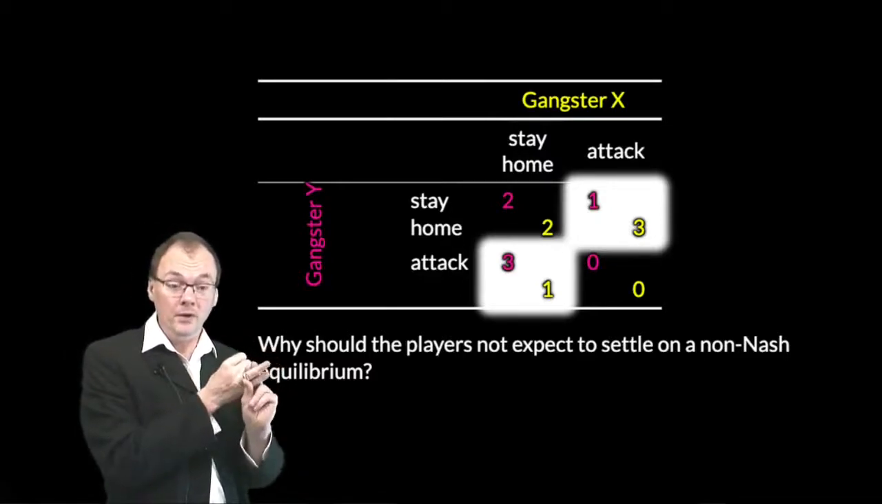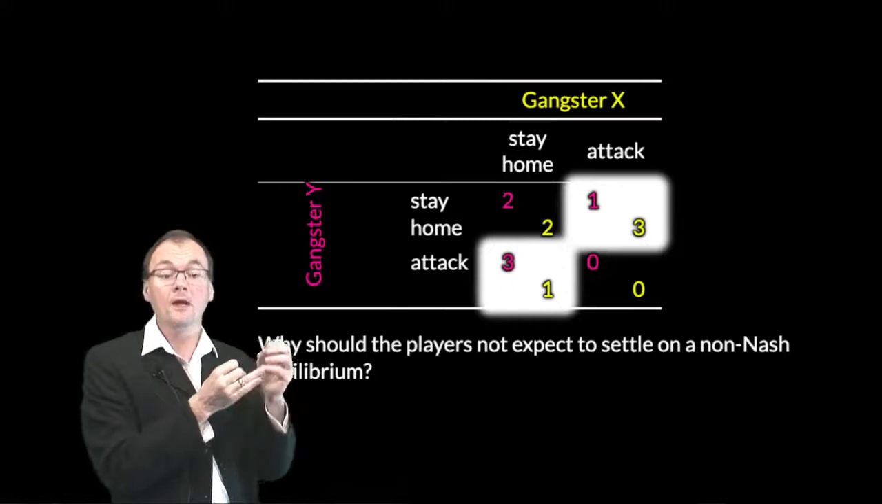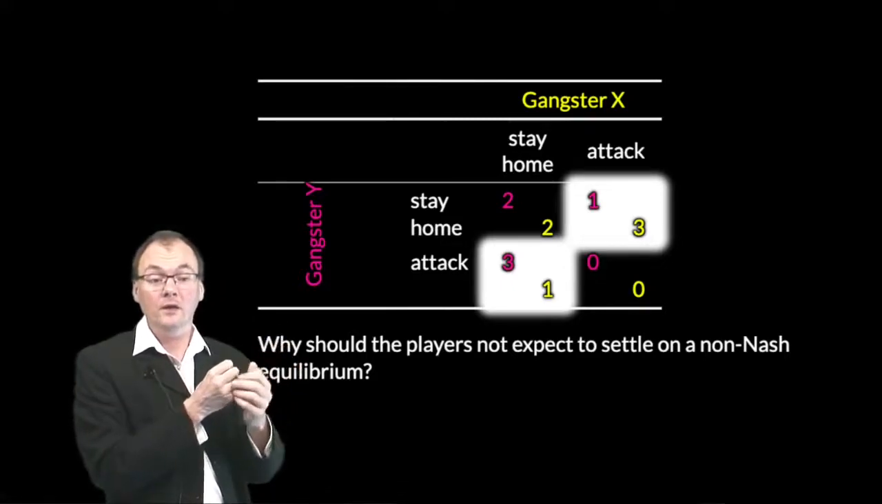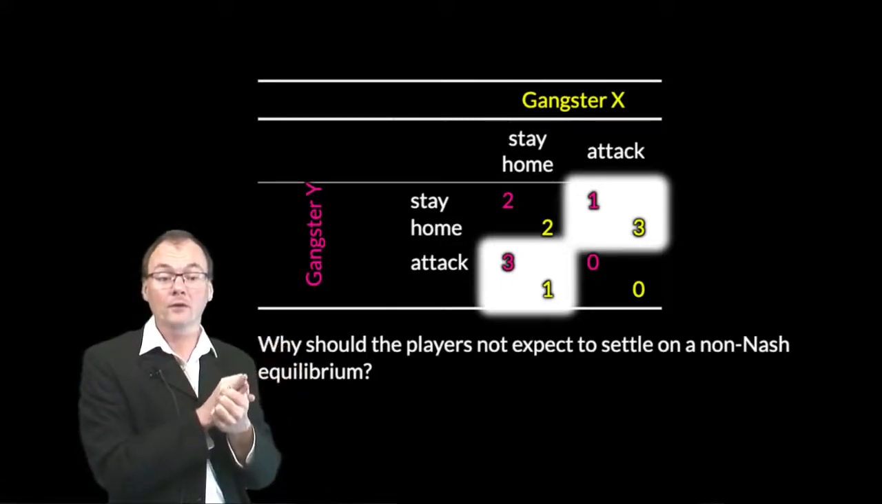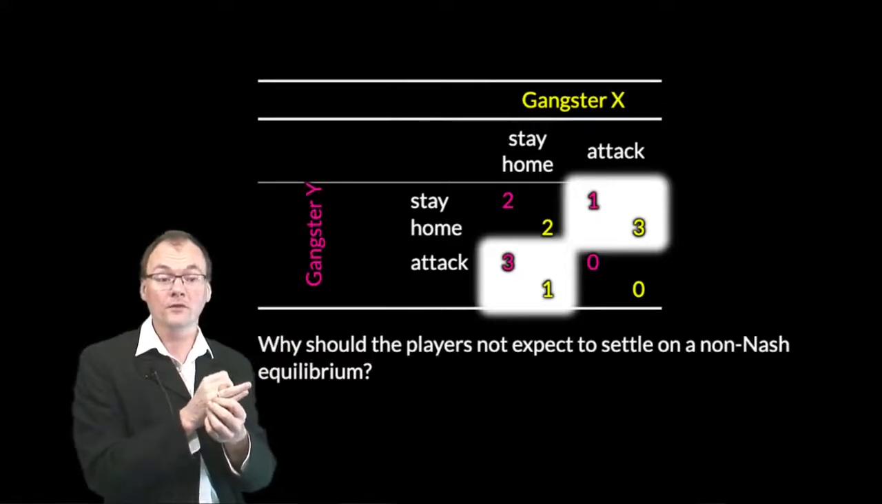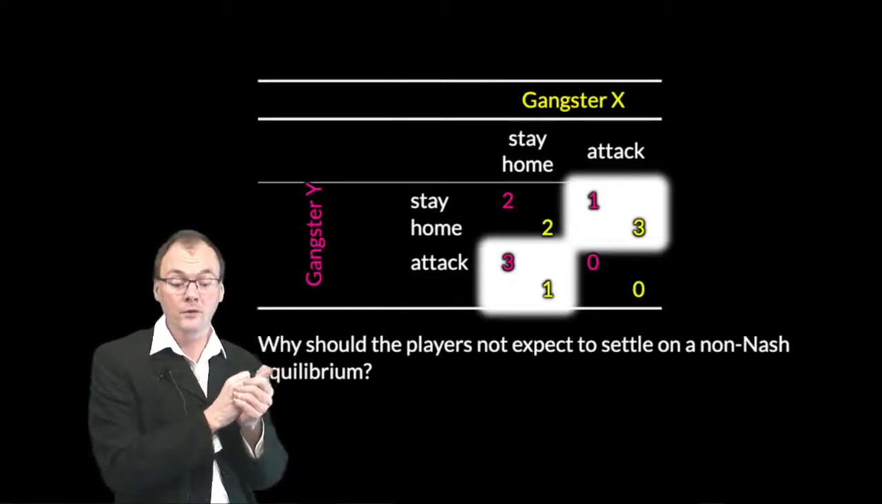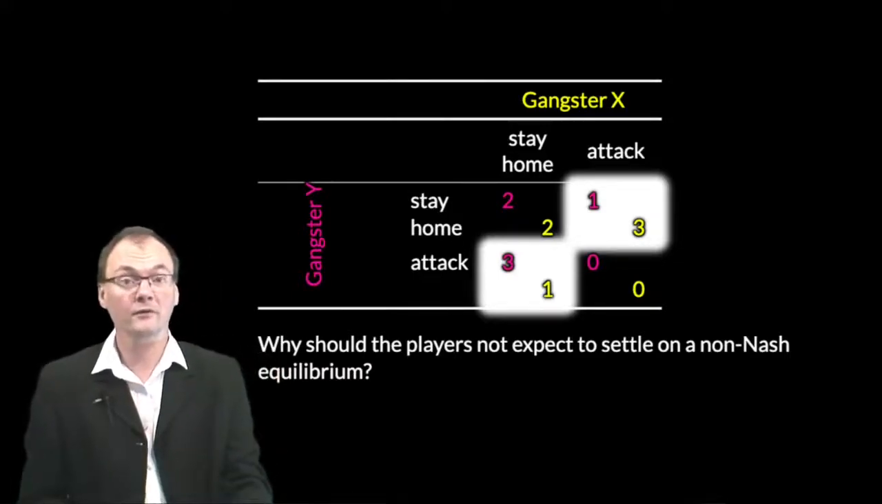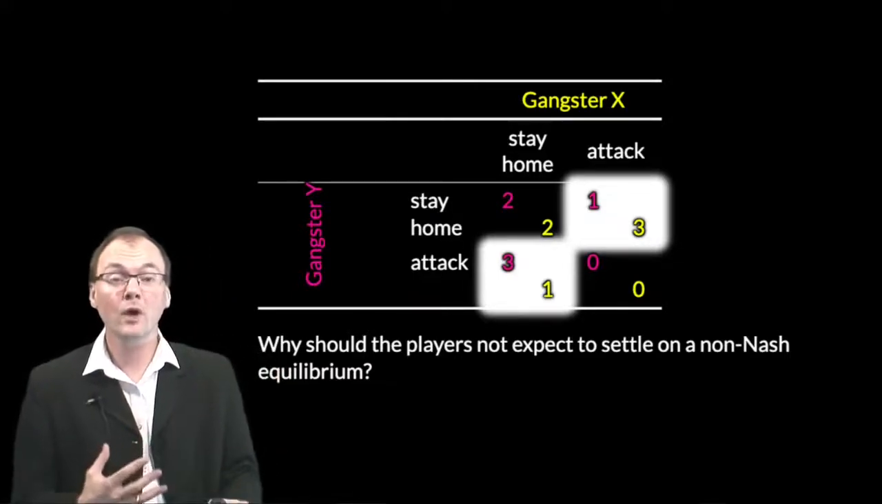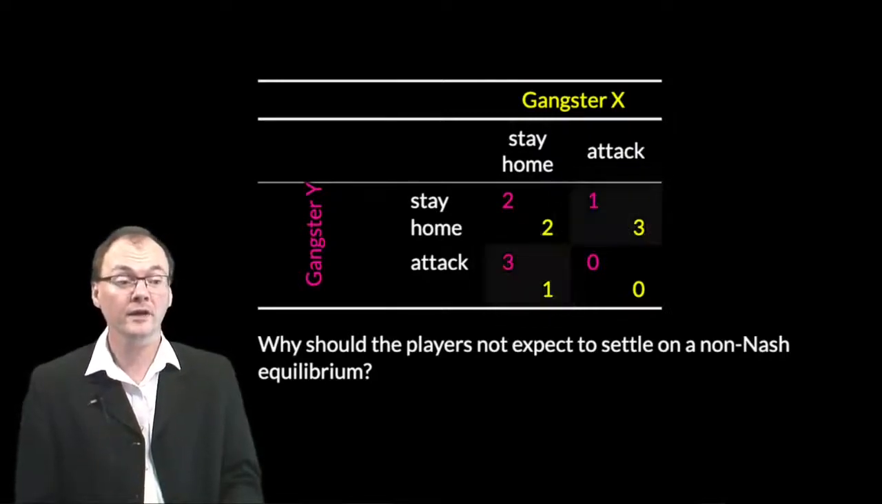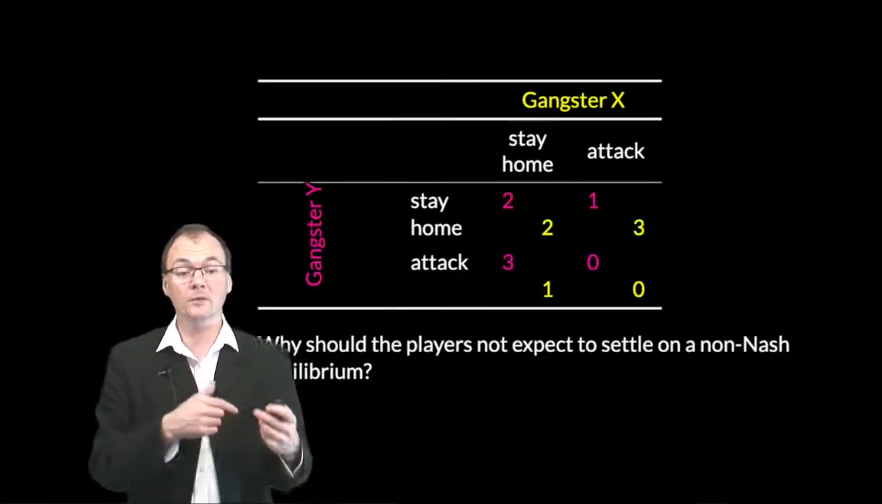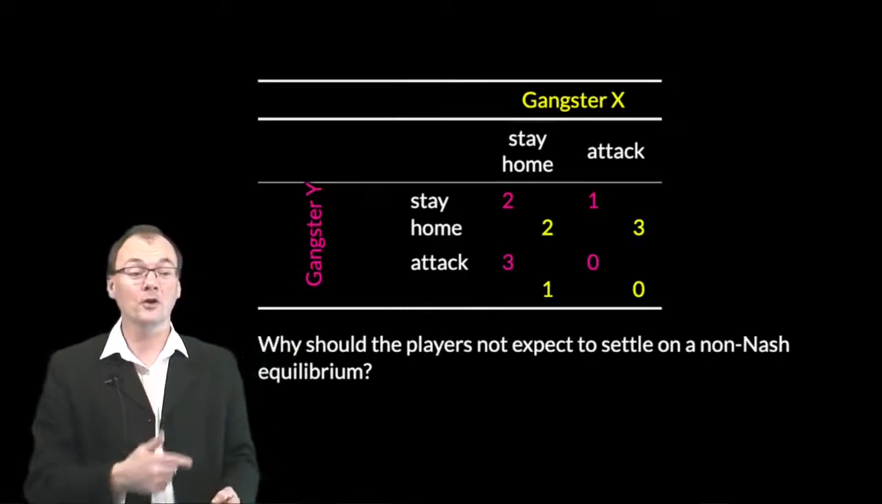In order to explain both of those things, we are assuming that the players are trying to avoid the non-Nash equilibrium and to achieve one of the Nash equilibria. We're assuming that that's what rational players are after, a Nash equilibrium. But why is that the case? Why should we expect them to settle? Why should we not expect them to settle on a non-Nash equilibrium?